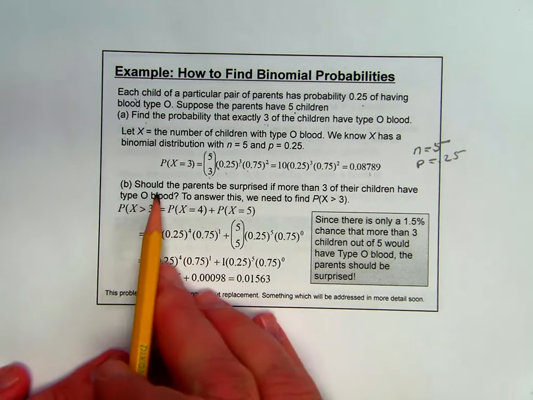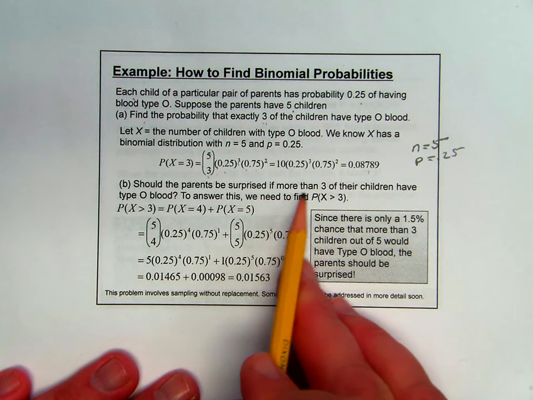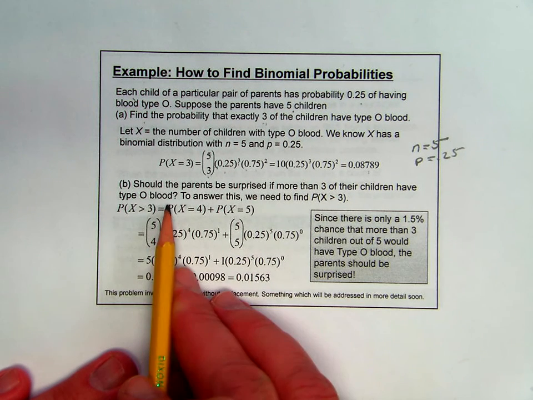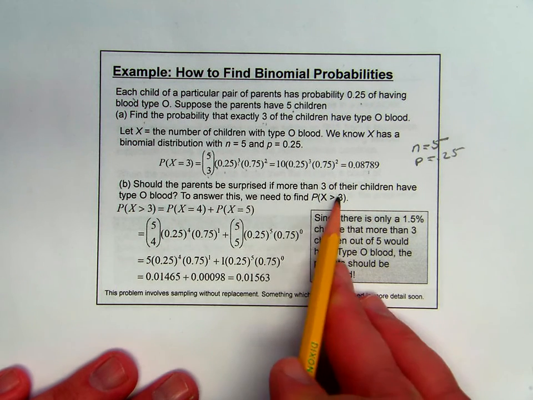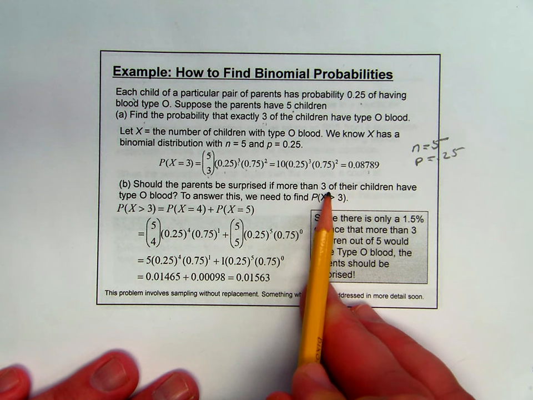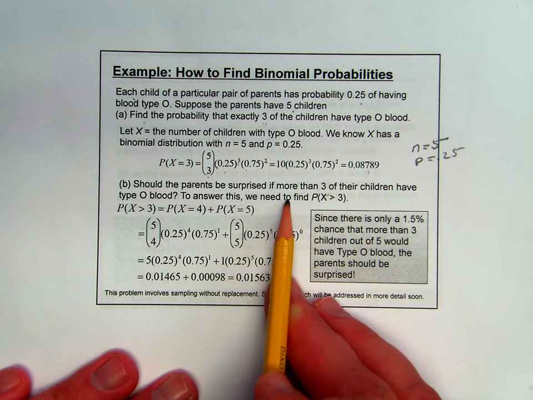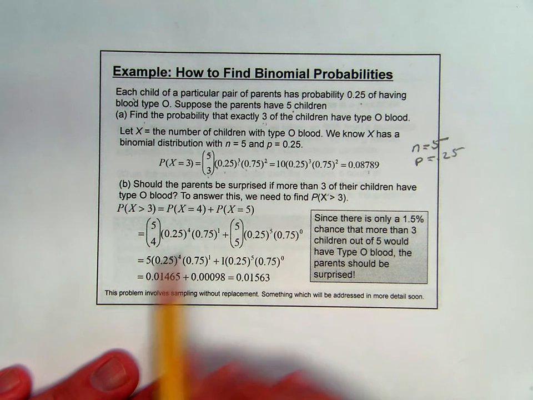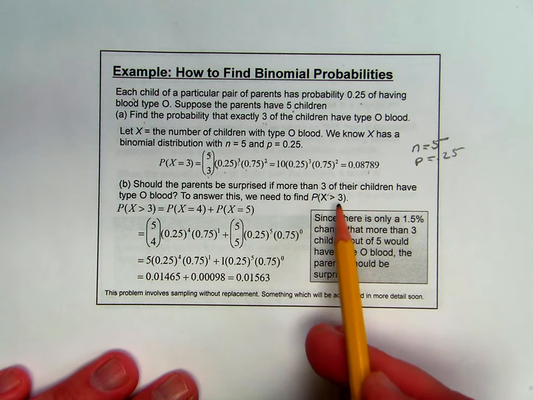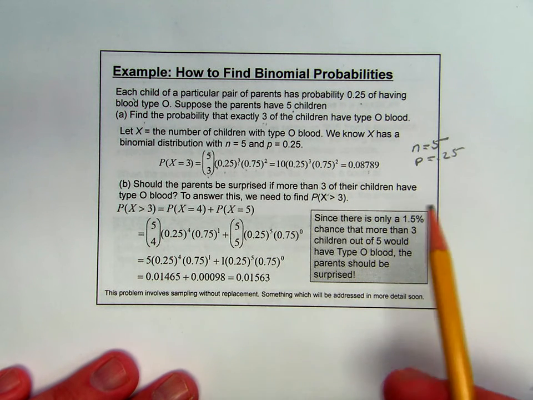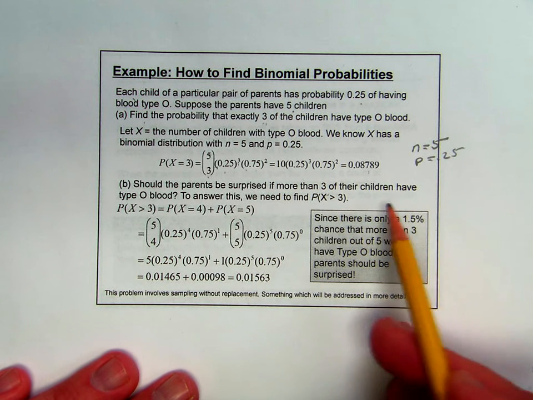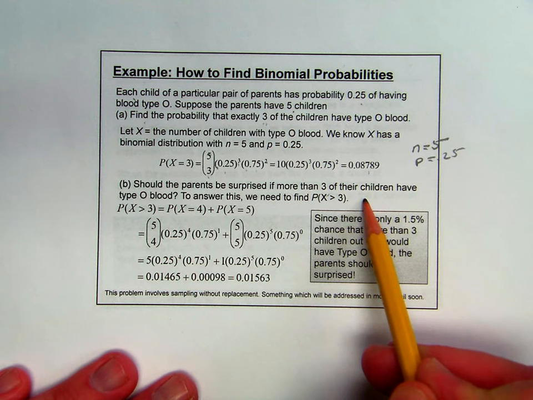All right, part B, should the parents be surprised if more than 3 of their children have type O blood? All right, so first of all, remember something we've talked about a couple different times. The basic default is 5% for that being an unusual event, are you surprised type of thing. So if the probability that we calculate is less than 5%, that would fall under the category of, yeah, we should be surprised. If it's more than 5%, typically you're not going to classify it as being a surprise or an unusual event.